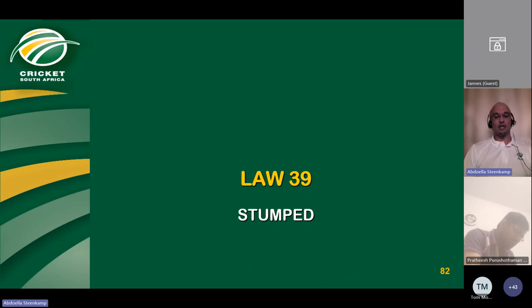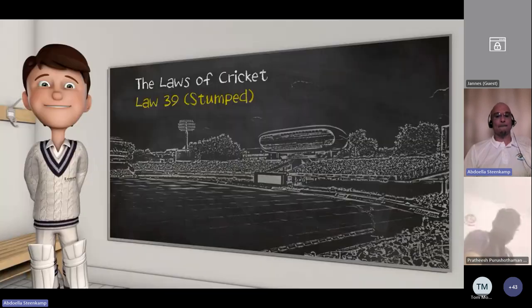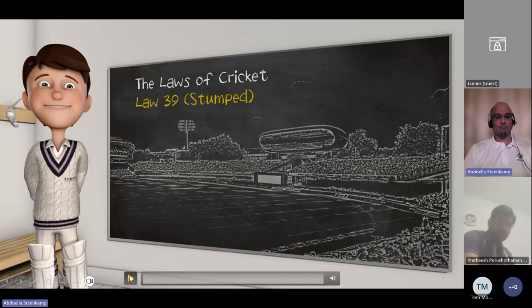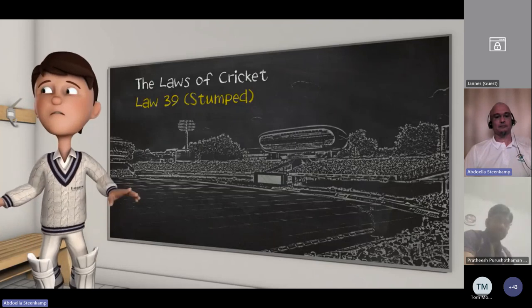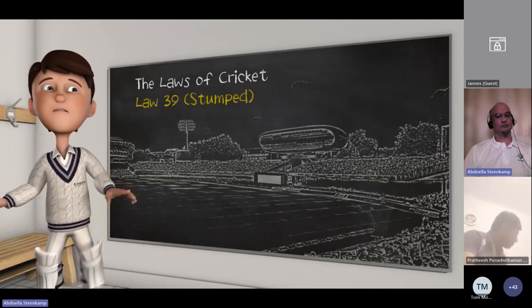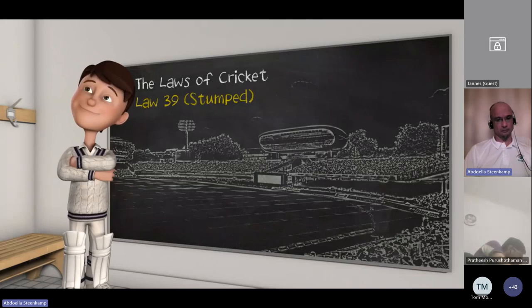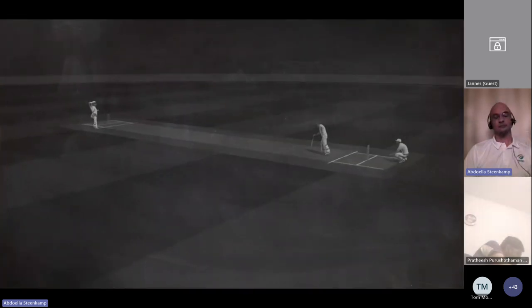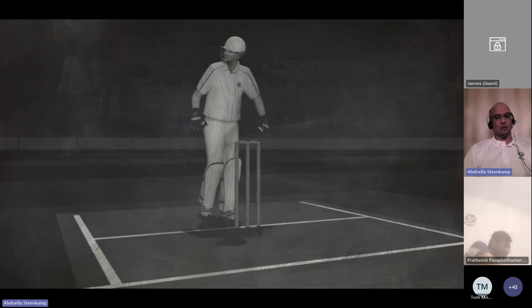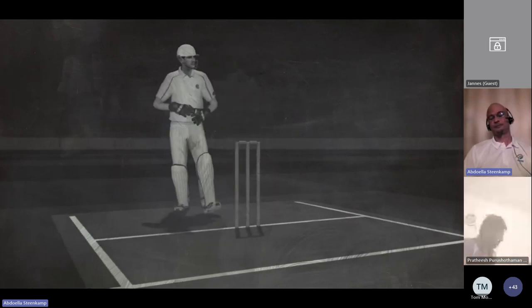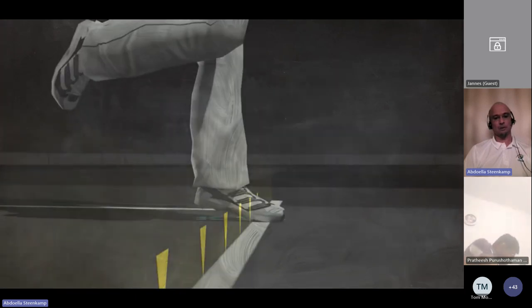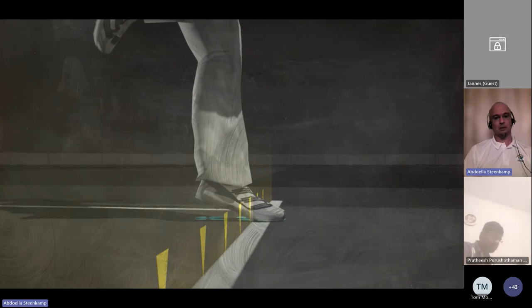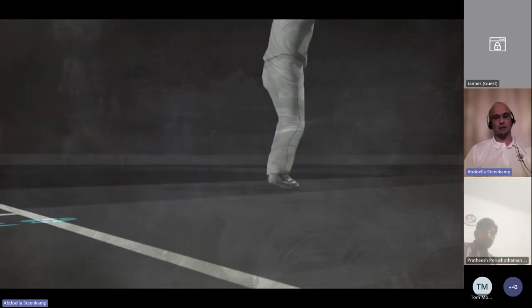The penultimate law that I'm covering this evening before handing over to Tom. Stumped. All batsmen fear being stumped, and all wicketkeepers dream of stumping batsmen. So let's be clear about the law. The only player who can stump a batsman is this fellow, the wicketkeeper. A stumping can take place provided that the ball is not a no ball. You can be stumped off a wide, however.